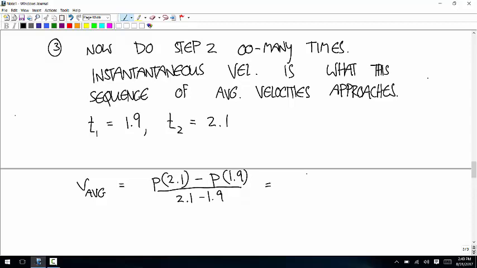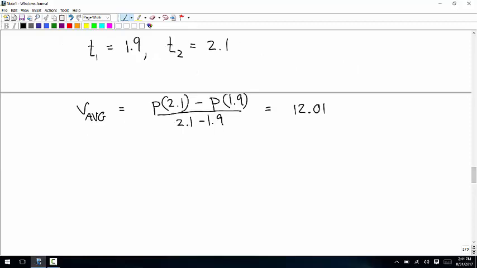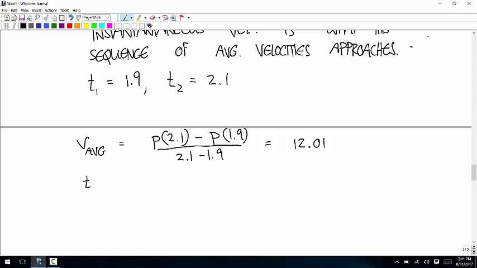Can someone calculate that? Okay, it rounds to 12. Let's call it 12.01 for the sake of it, and then we'll do another one. Say T1 is equal to 1.99 and T2 is equal to 2.01. V average is equal to 12.00 something. It's getting closer and closer to 12 with each one of these steps.